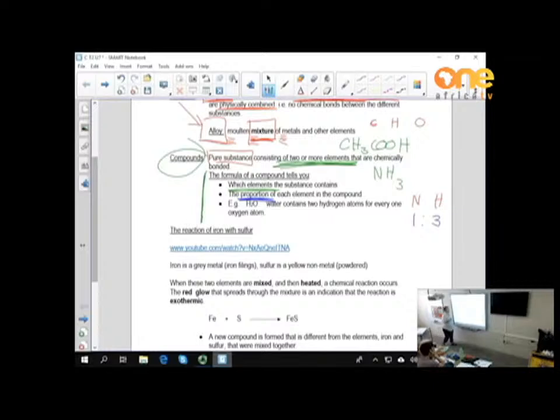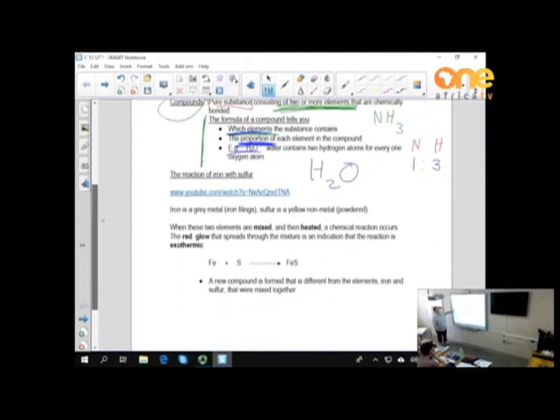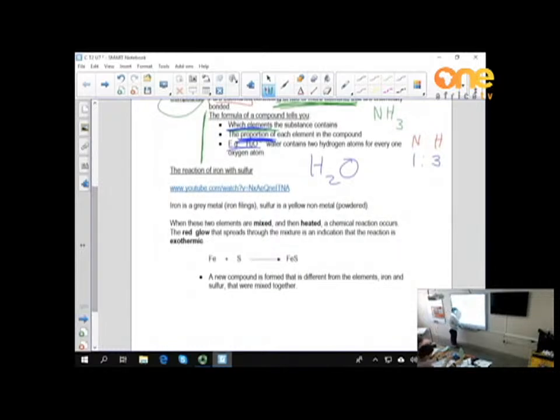And then just an example here, water, H2O. We know which elements, hydrogen and oxygen. We know the proportion, well, it's 2 hydrogens for every 1 oxygen. That then about the formula of a compound. Now, we're going to have a look at the reaction of sulfur with iron. I'm going to come back to that in a moment, because there's a video clip, and I first want to finish up, and then we will do the video clip.